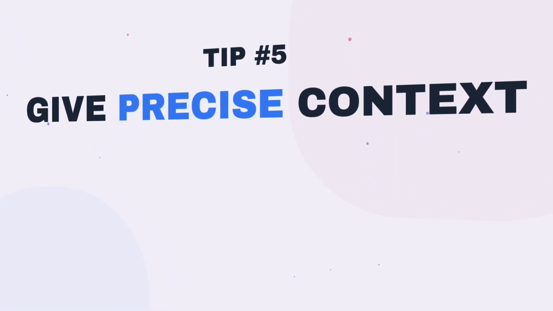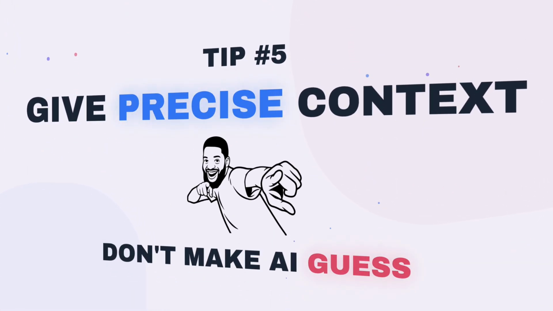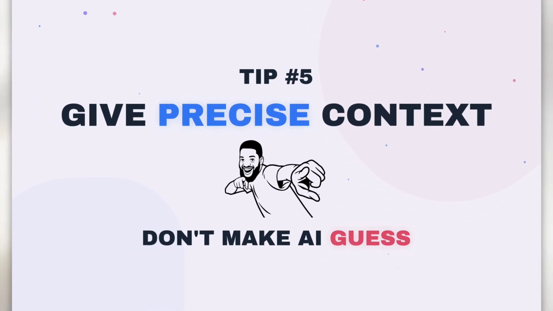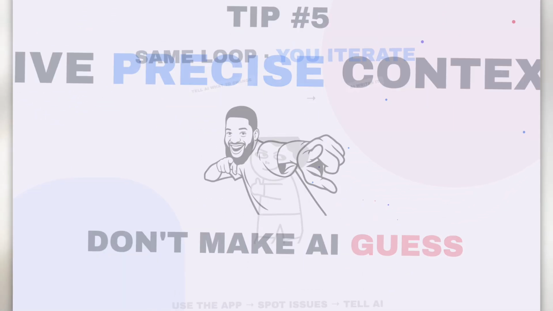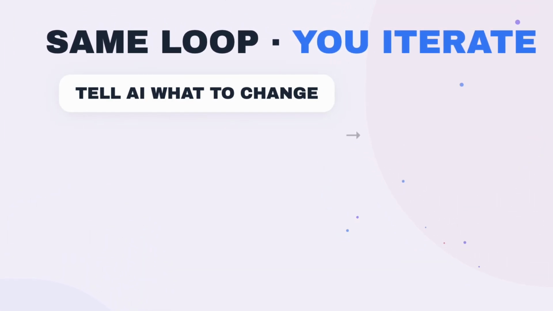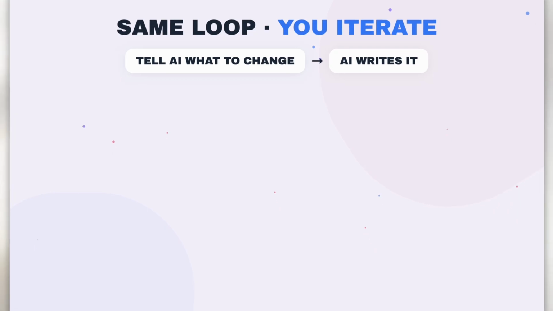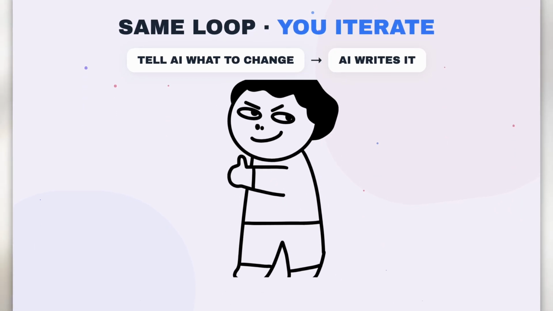Tip 5. Give precise context. Don't make AI guess. The core development loop is the same as traditional coding. You just keep iterating. The only difference is, instead of writing the code yourself, you tell AI what to change, and it does the writing. My role is simple. I look at the app as a user. I open it, I use it, and whatever feels off, I tell AI.